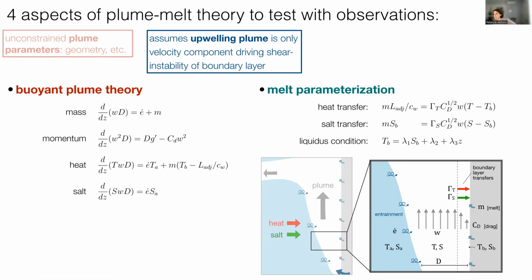Okay, moving a little bit towards the right and thinking about how these are coupled, this framework assumes that the upwelling velocities of plumes are the only velocities that are driving shear instabilities across the boundary layer. And this is obviously a big problem if you have other modes of circulation that are enhancing the velocity near the ice and then thus enhancing the turbulent transfer across the boundary layer. And this is also an area where I think we're making a lot of progress.